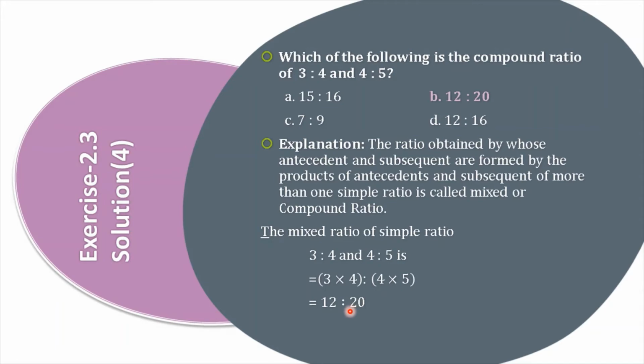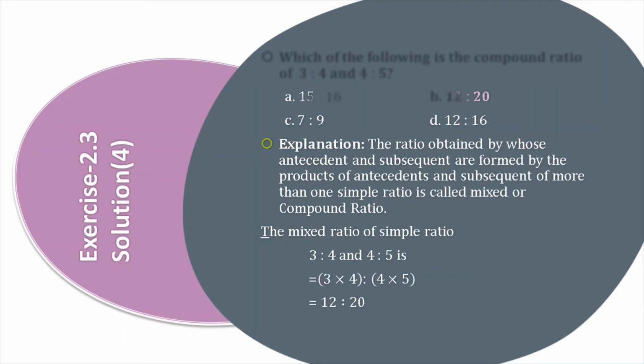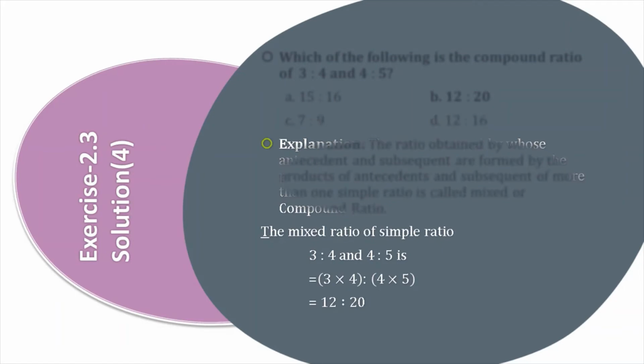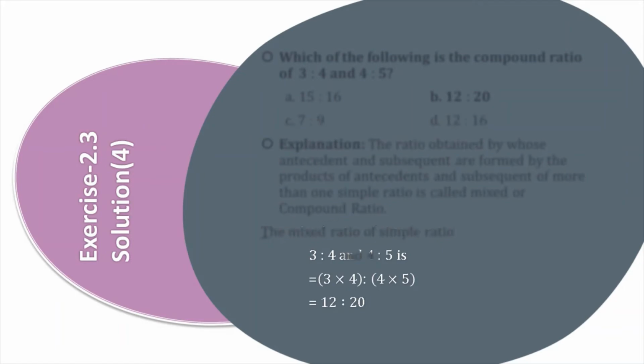So if we want to find the mixed or compound ratio, we have to multiply antecedent with antecedent and subsequent with subsequent. That is the formula you need to know, and you have to remember this. So 12:20 is our desired answer. So my dear students, this is solution number 4. The answer will be 12:20, and you can see the explanation and understand this formula.